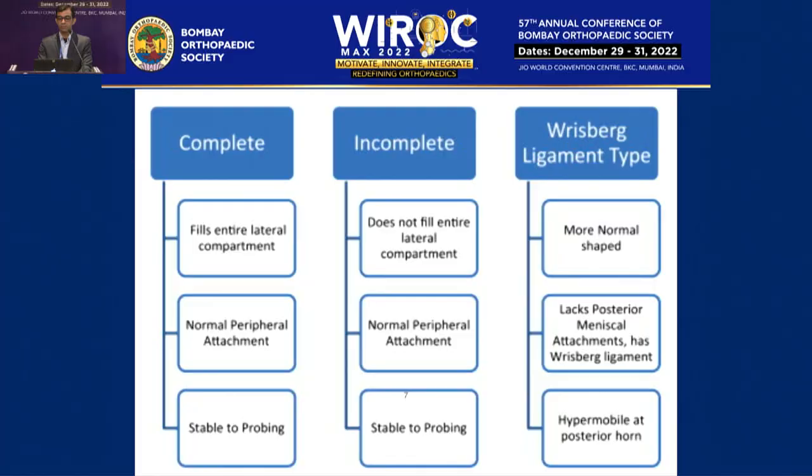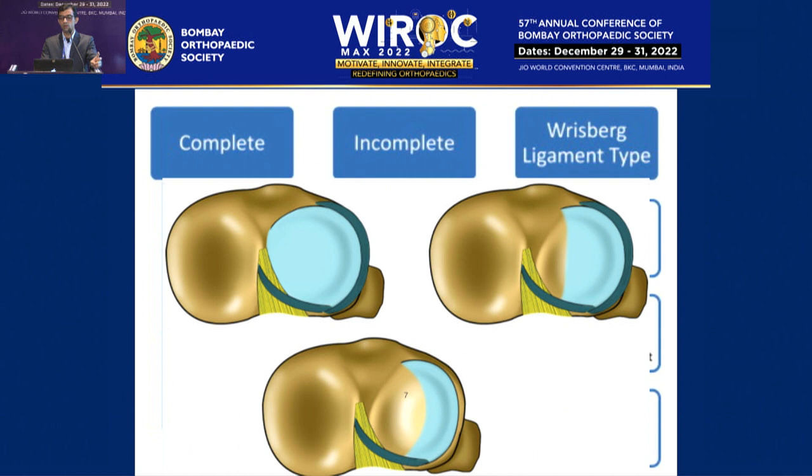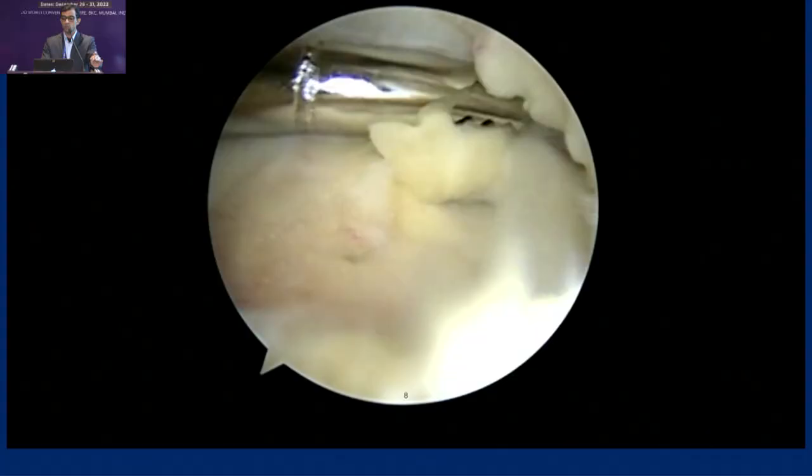Usually, we classify them as complete, incomplete, and Wrisberg type of discoid lateral meniscus. In the first two, complete and incomplete types, we have a definite peripheral attachment. Complete means it occupies the entire lateral joint, while the third, Wrisberg type, is a little unstable and doesn't have a peripheral attachment. Only to the Wrisberg ligament can you see the attachment.